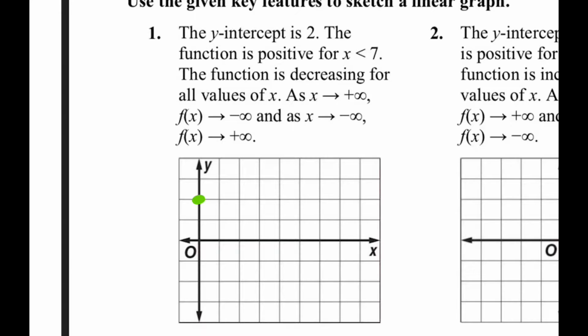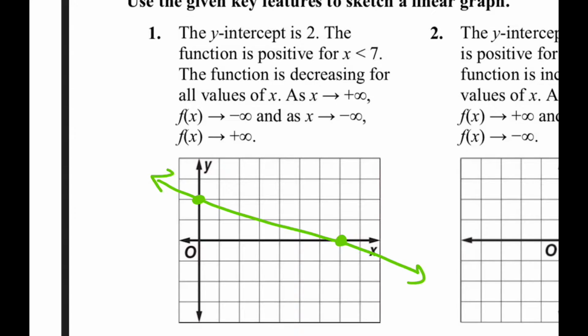For x less than 7. Okay, so I'm going to go to my x-axis over here, and I'm going to locate 7. So there's 1, 2, 3, 4, 5, 6. There's 7 right there. So that's my point. All right. So now I have 2 points. So I could essentially just draw my line right there, and I would be done.